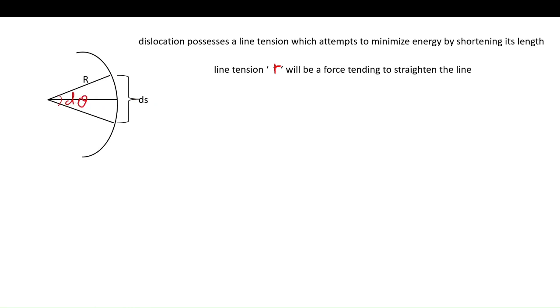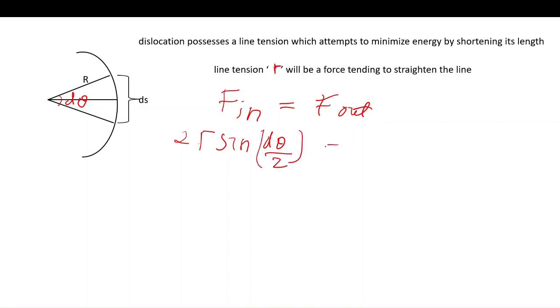Now in order to avoid the straightening of this dislocation, we have to balance the forces, that is, force inwards equals force outwards. The force inwards is given by 2 capital gamma sine d theta by 2, and the outward force is the force which we derived earlier, that is tau times b. But as this is force per unit length, we have to multiply it with the total length of the element, that is ds. As d theta is very small, sine theta equals theta, so we obtain capital gamma d theta equal to tau b ds.